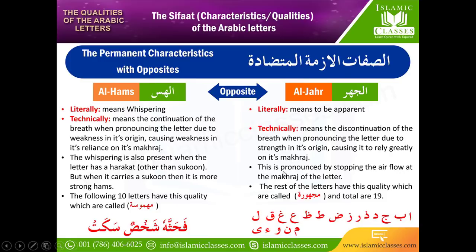The second point is that this is pronounced by stopping the air flow at the makhraj of the letter. So when we add this al-jahr quality, we basically stop the air flow. Inshallah I will show you that in the image. So which letters have this quality? The rest of the letters have this quality, which are called majhura, and in total there are 19. As you can see, the 19 letters of majhura are there.